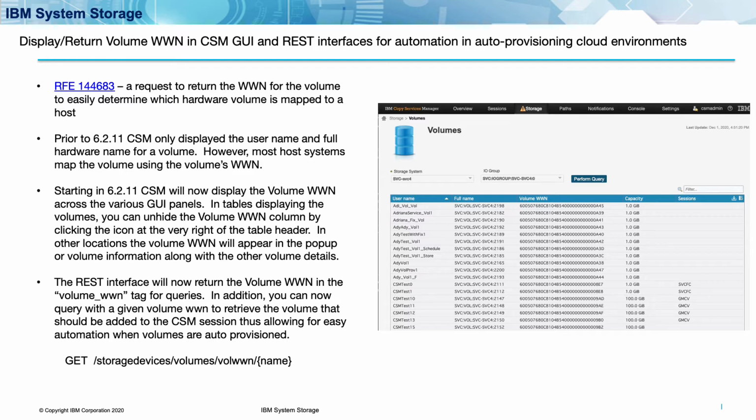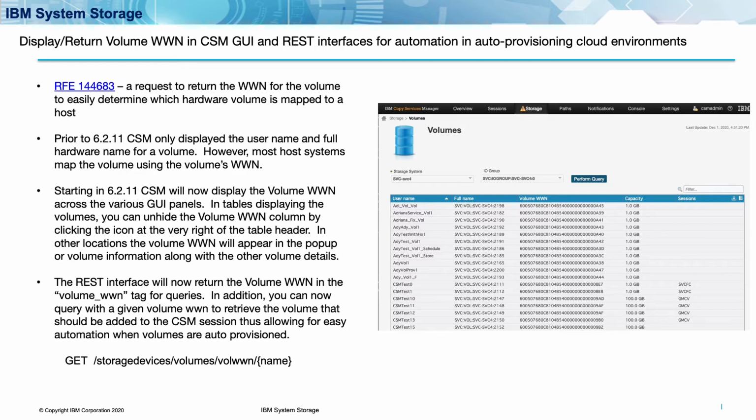What they usually see is what's called, or can be called, volume WWN. It may have different names, but we determined that volume WWN was probably the closest to the name that will be consistent across the different platforms. And so without the volume WWN, customers would go into CSM, they'd see the username and the full name, but they wouldn't be able to really tie that to the volume that's mapped on their host system unless they did a little bit more work.